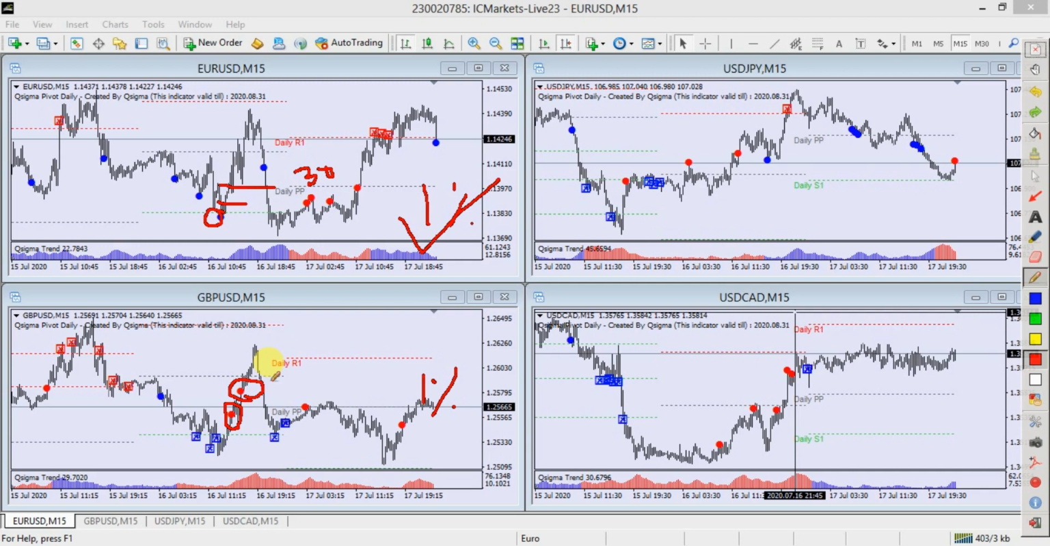Okay, hope you are clear with what I have said up to now. Okay guys, this is regarding the money management that we have set for Qsigma.